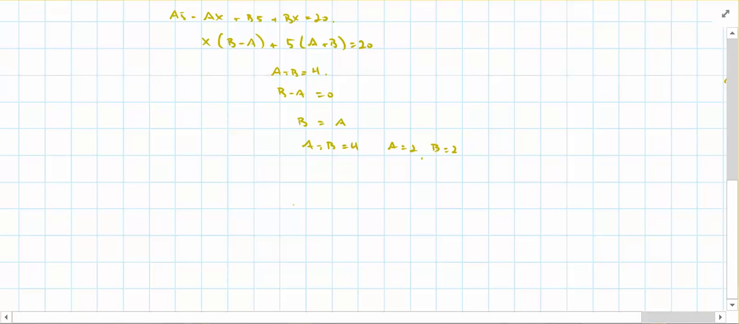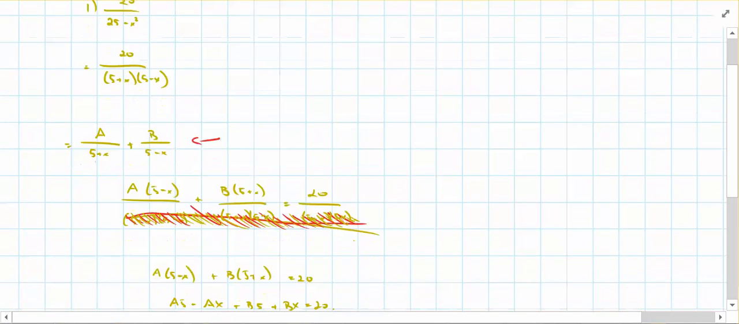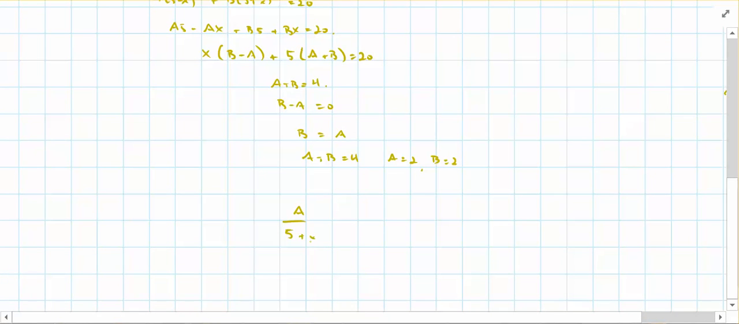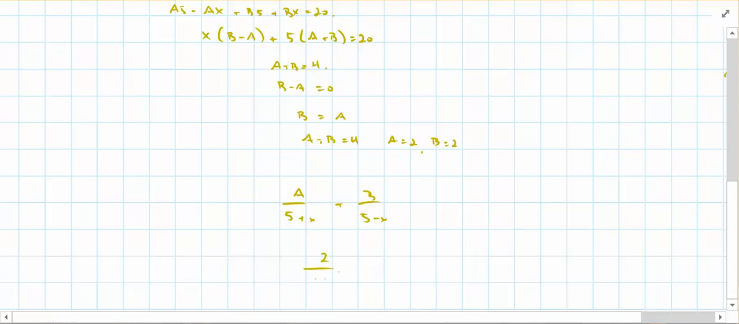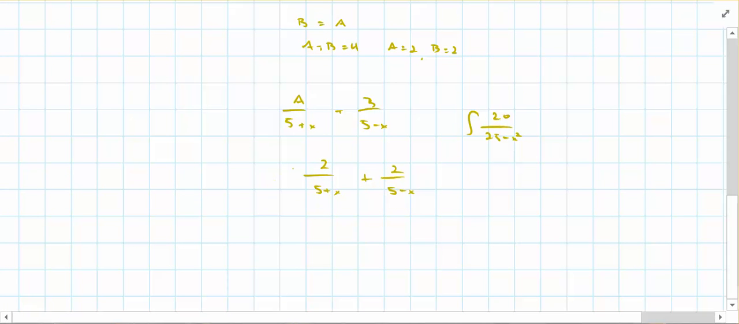I will now split up the fraction as A over 5 plus x and B over 5 minus x, which is now 2 over 5 plus x plus 2 over 5 minus x. Now we can find the antiderivative of 20 over 25 minus x squared by splitting it up into the integral of 2 over 5 plus x plus the integral of 2 over 5 minus x.